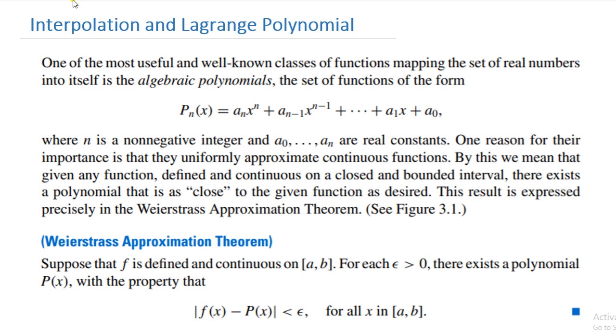One of the most well-known classes of the functions mapping the set of real numbers into itself is algebraic polynomials. You guys already know what polynomials are, right? So this is a polynomial. What it does is it takes any x, a real number, and Pn(x) gives you another real number. That's why they said function mapping the set of real numbers into itself. So any polynomial is a function from R to R. It takes the points from the real numbers and gives you points from the real numbers back.